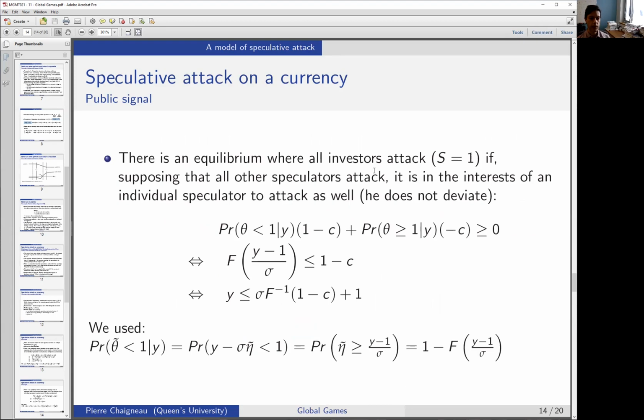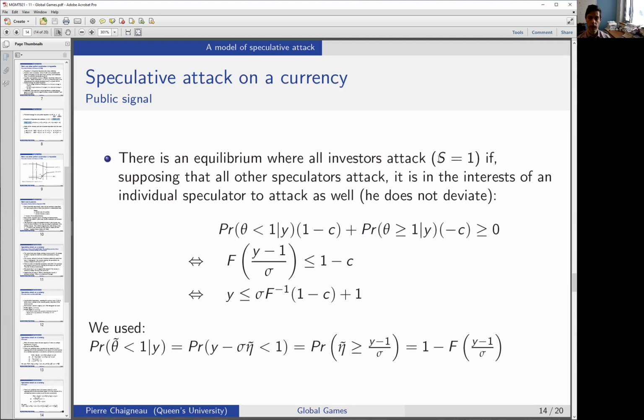And now this is going to be an equilibrium where everyone is going to attack. So if everyone attacks, S is equal to 1. Let's look for any potential deviations. So we want to make sure that if everyone else attacks, so if S is equal to 1, it is indeed in the interest of any individual speculator to attack as well. So if I don't attack, I get 0. If I do attack, I'm going to get this expected payoff. So with some probability, the attack is going to be successful. This is a probability that S is greater than theta.